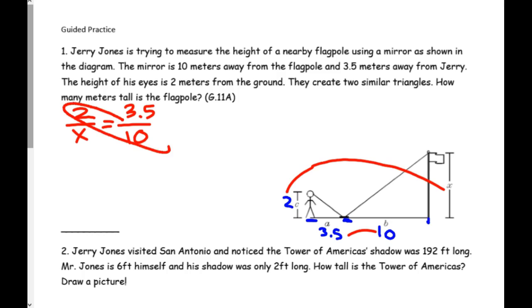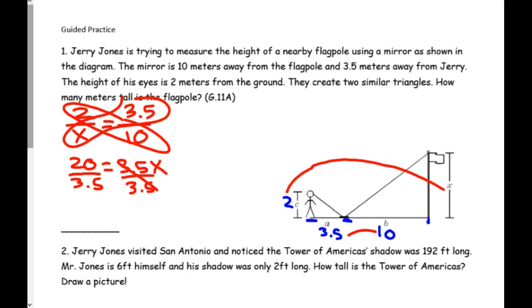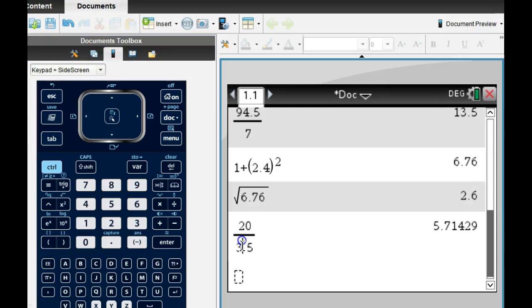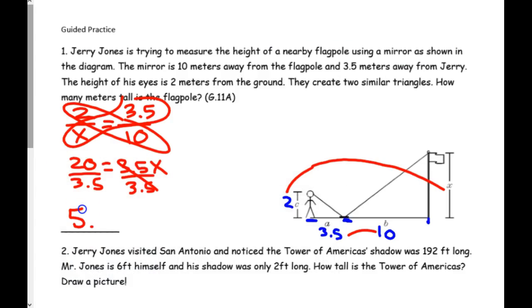So cross multiply, 2 times 10 is 20. 3.5 times x is 3.5x. After we cross multiply, then we're going to divide. 20 divided by 3.5 is 5.71. And my units are meters. 5.71 meters tall. Okay? So again, that's more than double this person. So he needed to use indirect measurement.